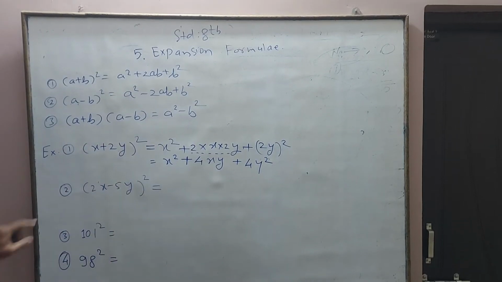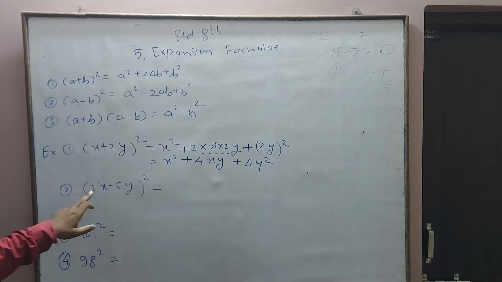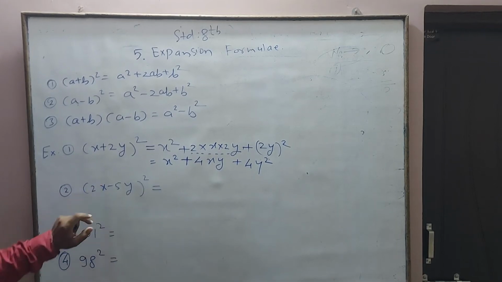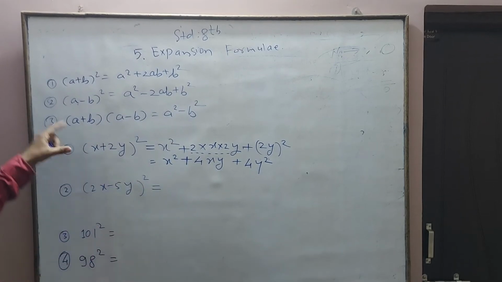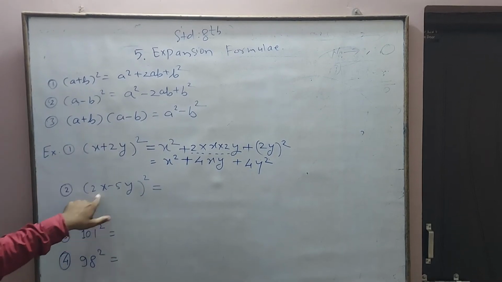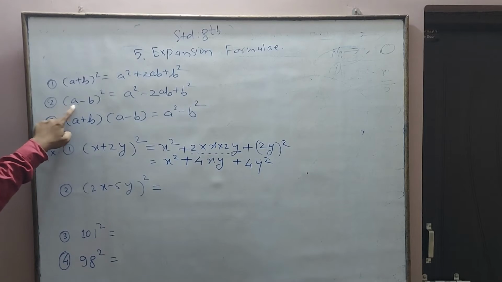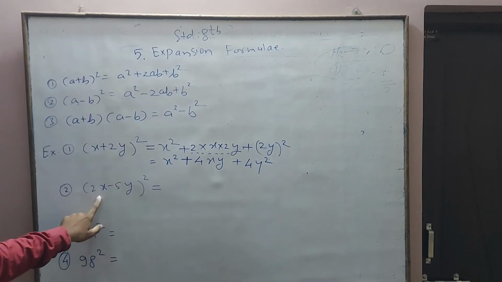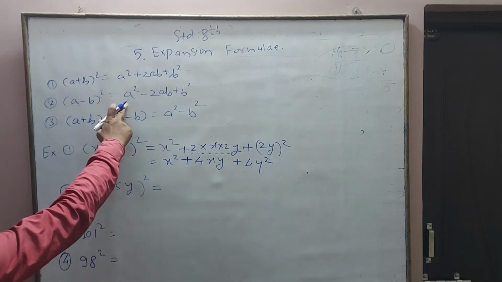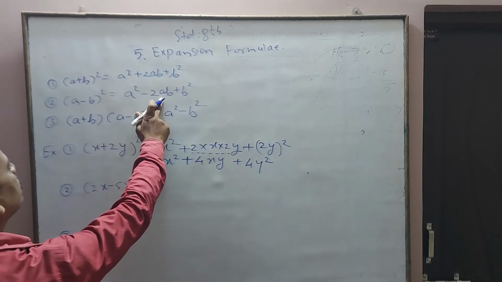Now second, we see second example, (2x minus 5y) whole square. Now 2x minus 5y means there is subtraction of two numbers and its square is there. Now see here, where is the subtraction and its square? So we see here is subtraction and its square. So this formula will be applicable for this second example. So what is that formula? a square minus twice ab plus b square.